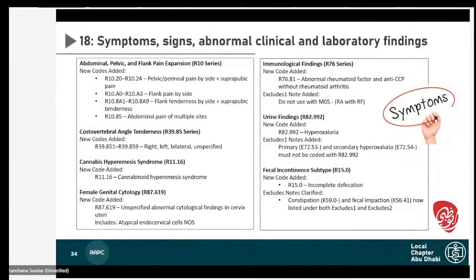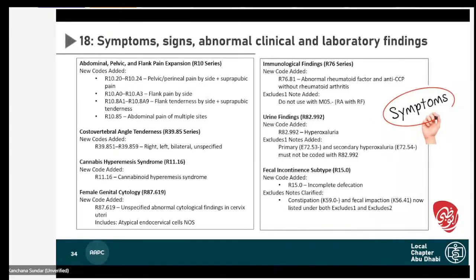It comes with the added sites, laterality, and especially abdomen, pelvic, and flank pain expansions in the sign and symptom. So that has contributed to the high changes in the symptom, sign, abnormal clinical and laboratory finding chapter. And one thing I want you all to take note of is costovertebral angle tenderness. This is a nice inclusion with the laterality. This is a new inclusion. We didn't have costovertebral angle tenderness before, but we do see the document specifying this condition.